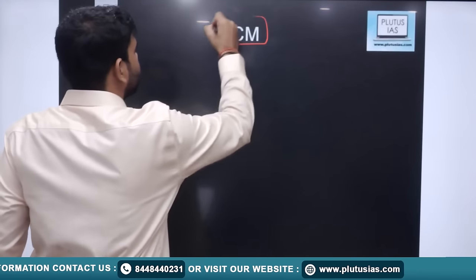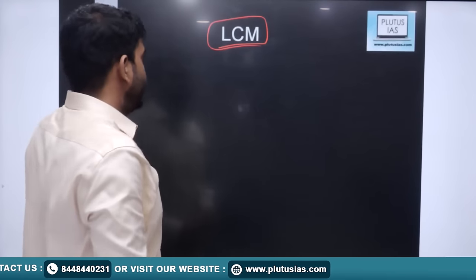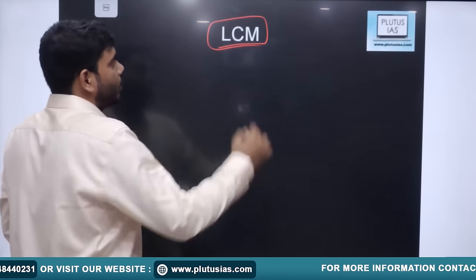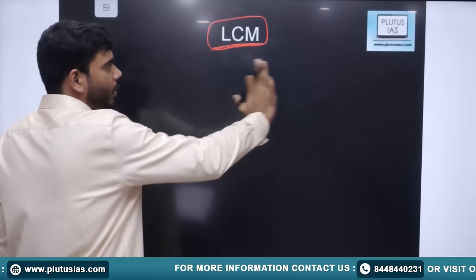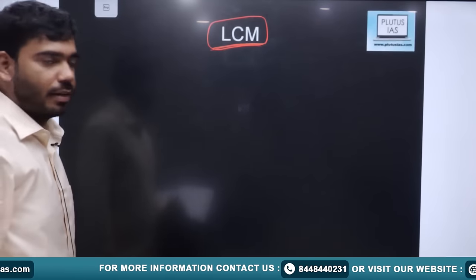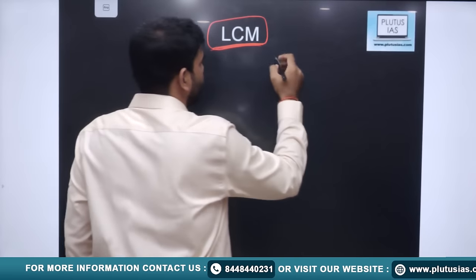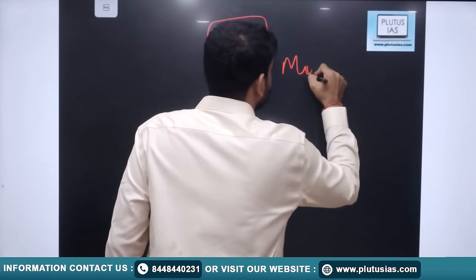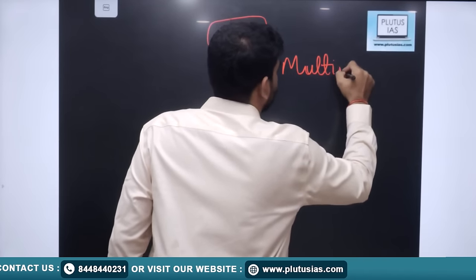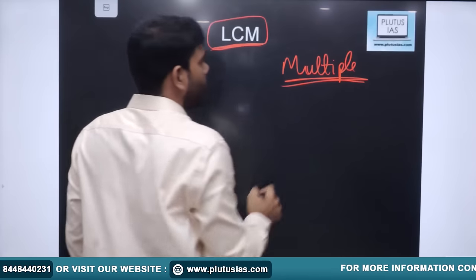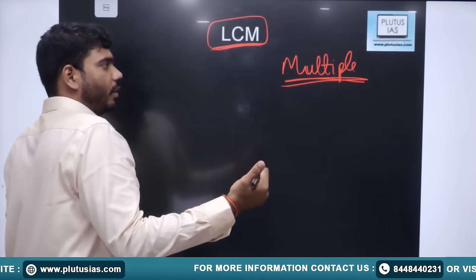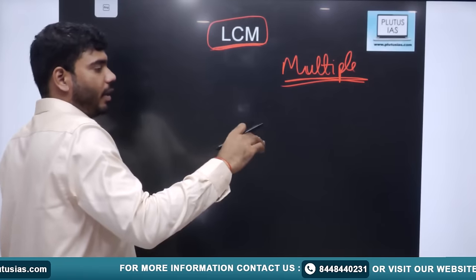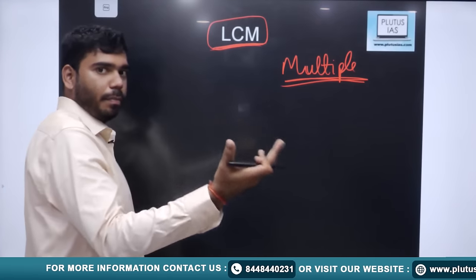Now LCM. LCM is the least common multiple. So it is the smallest multiple of all the numbers provided to us. Right? It is the smallest multiple. What is a multiple? A multiple is any number which can be divided by a given number perfectly.